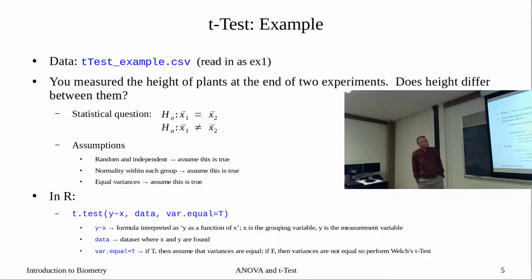So the question we're asking is, do the heights differ between our tests? Or does the test itself, the test condition, have an effect on our height? The statistical question then is that the mean of test A is equal to the mean of test B, and our alternate is that they're unequal. So is this a one-tailed or a two-tailed test?